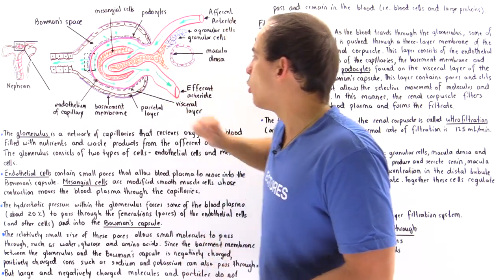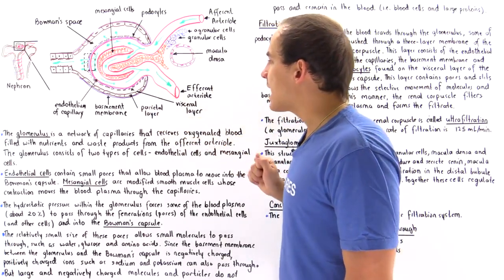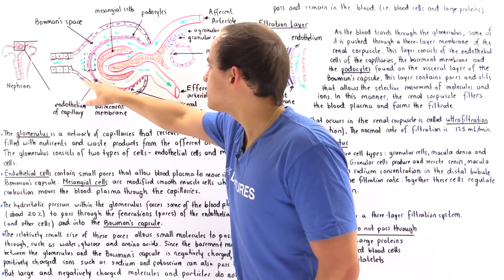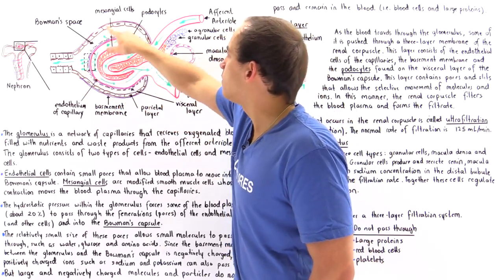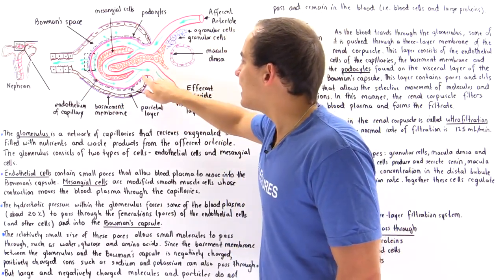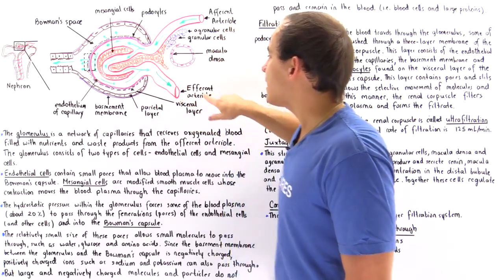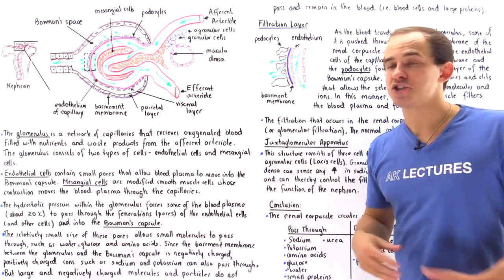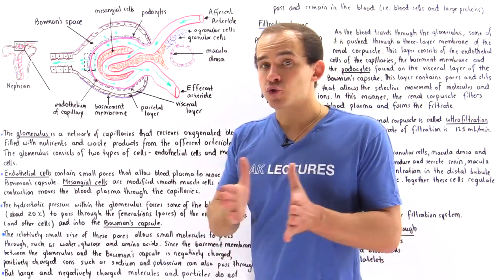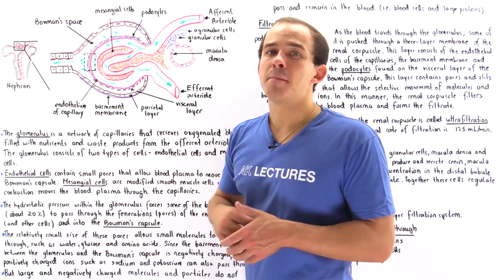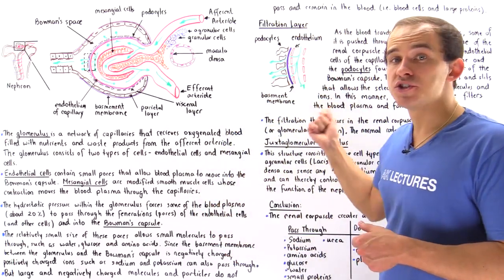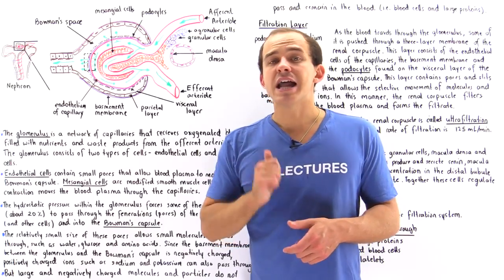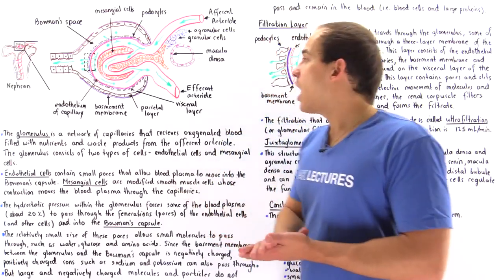Now, what about the Bowman's capsule? The Bowman's capsule consists of a parietal layer of cells, which is this outer layer of cells found on both sides, as well as an inner layer of cells that is known as the visceral layer. And the visceral layer contains a specialized type of filtration cell known as the podocyte. The podocyte, as we'll see in just a moment, contains very small slits that actually allow the filtration of our blood.